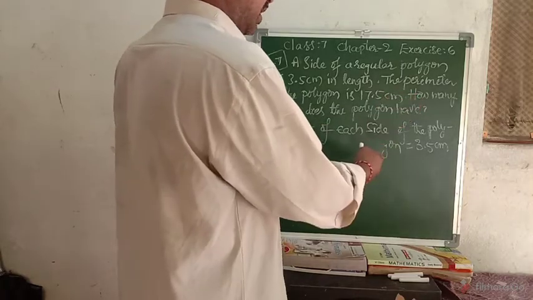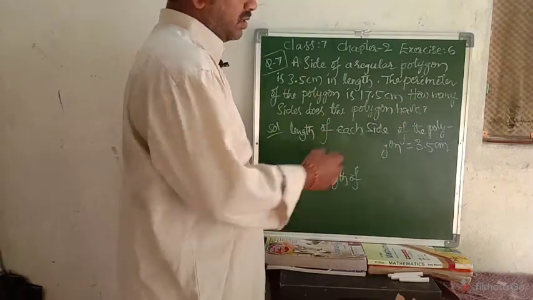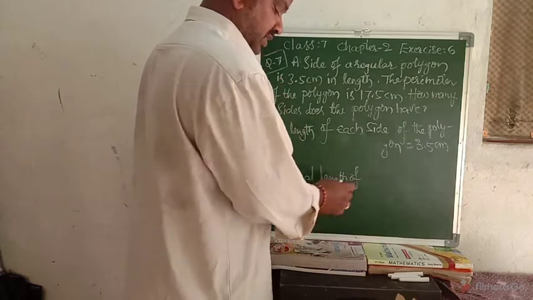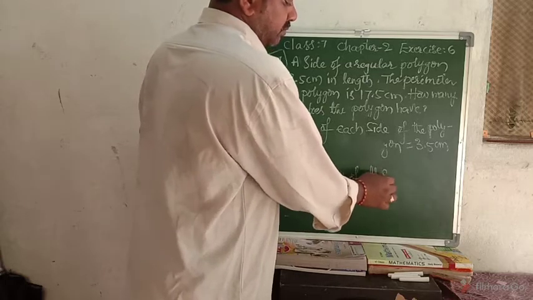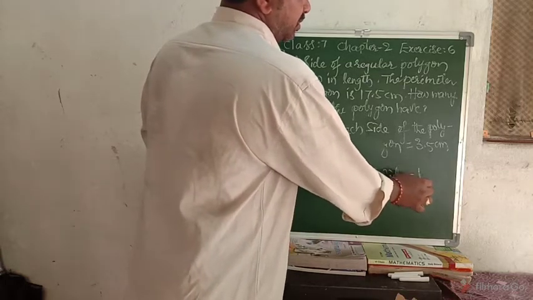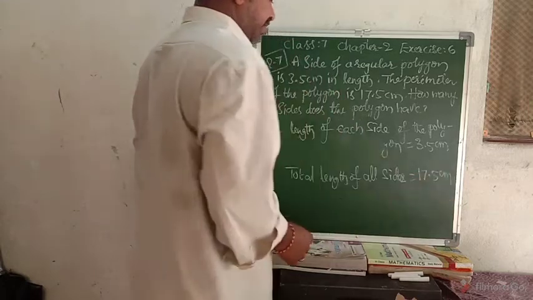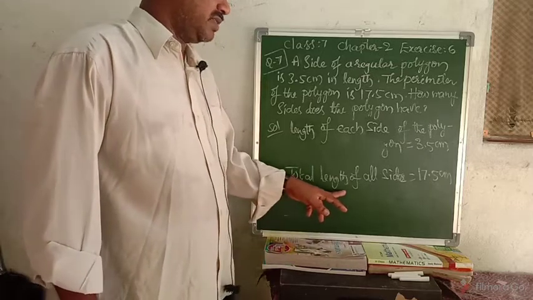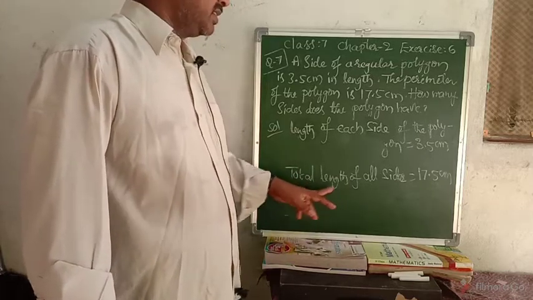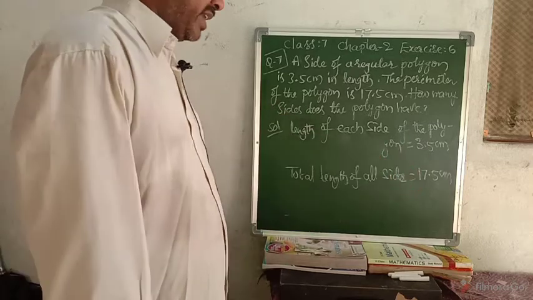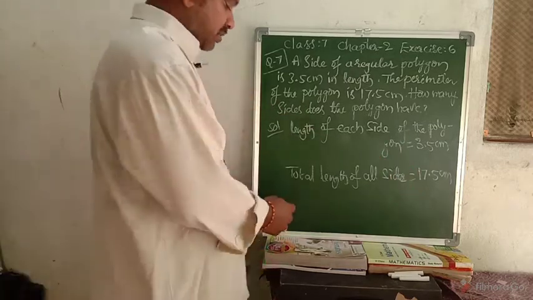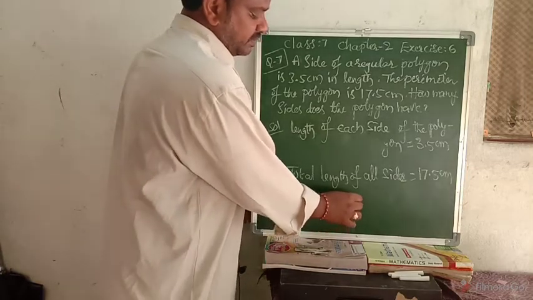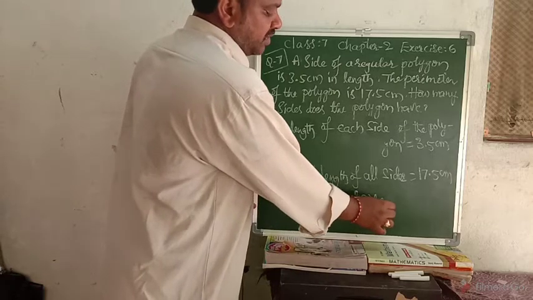Length of each side of the polygon is 3.5 centimeters. The total length of all sides is equal to 17.5 centimeters. What is the total length? The total length refers to the perimeter. The perimeter of the polygon is 17.5 centimeters. Now our question is the number of sides.